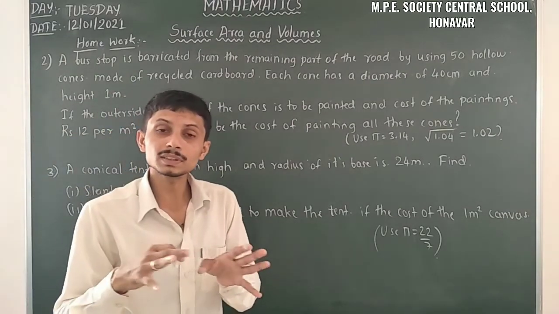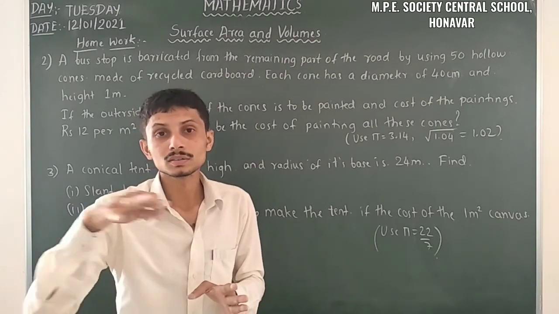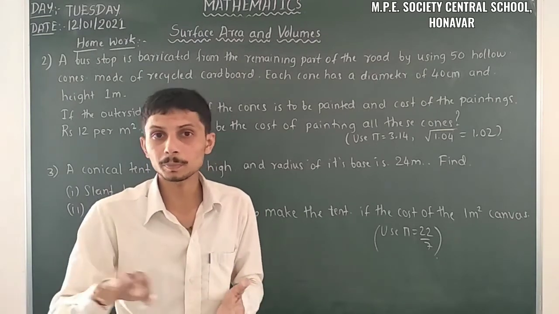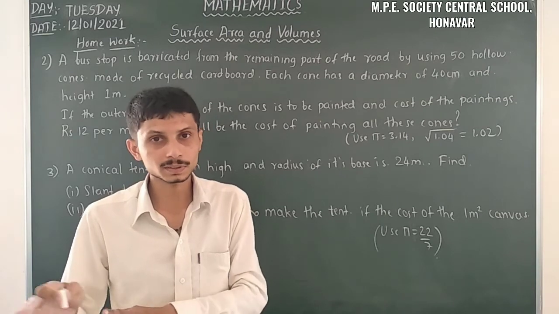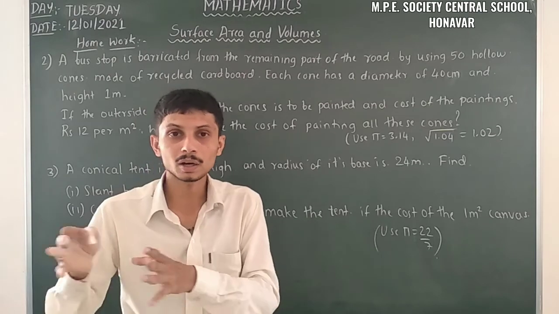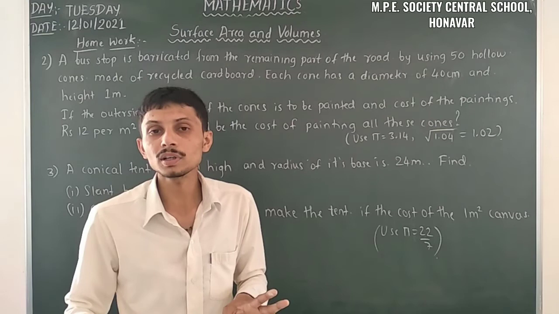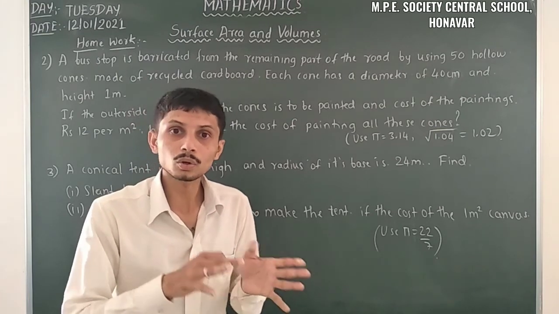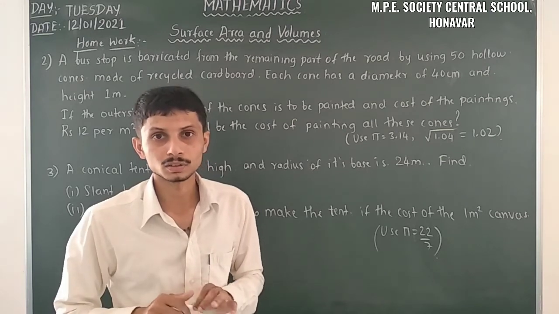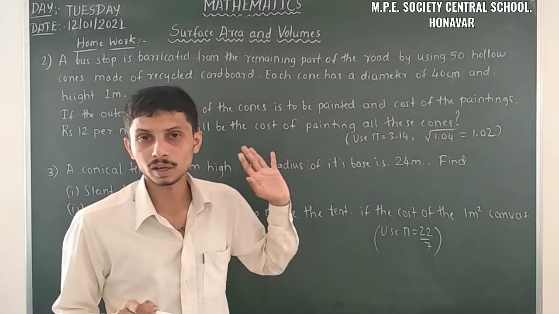We have the 50 hollow cones, and for 50 hollow cones we have some area of cardboard. So totally we have to paint at a rate of 12 rupees per meter square. Per meter square we have to pay 12 rupees, and we have the total area of the cardboard, and to paint that total area, how much it costs we have to find out. Already you know the techniques of cost related problems, using that we have to find out.